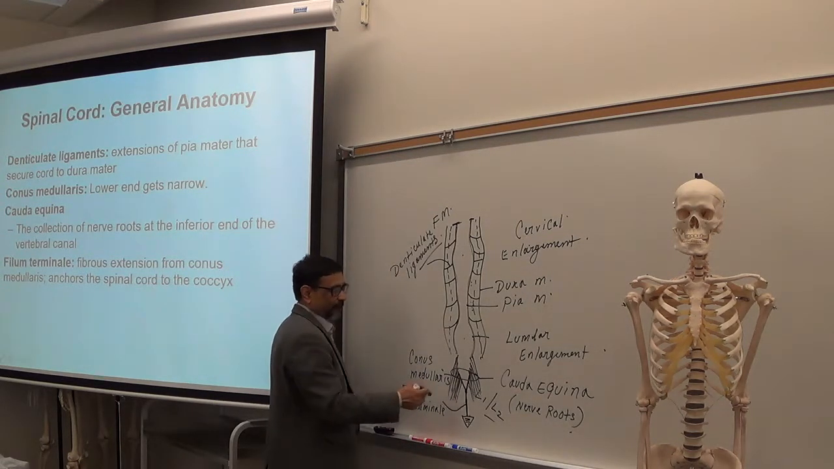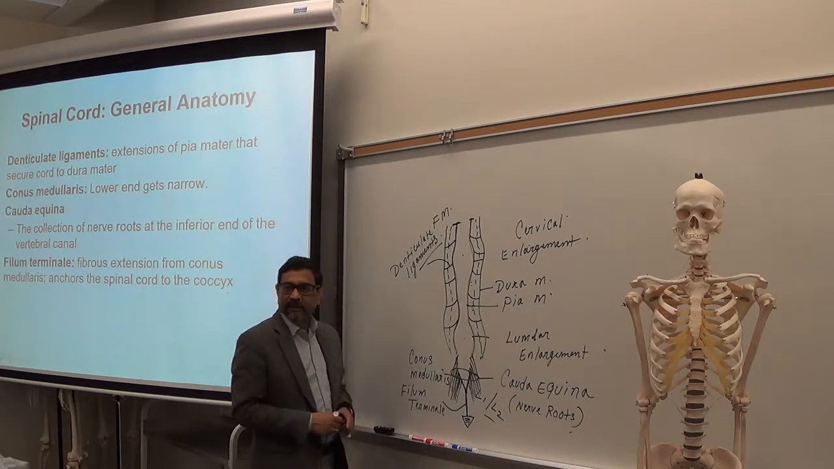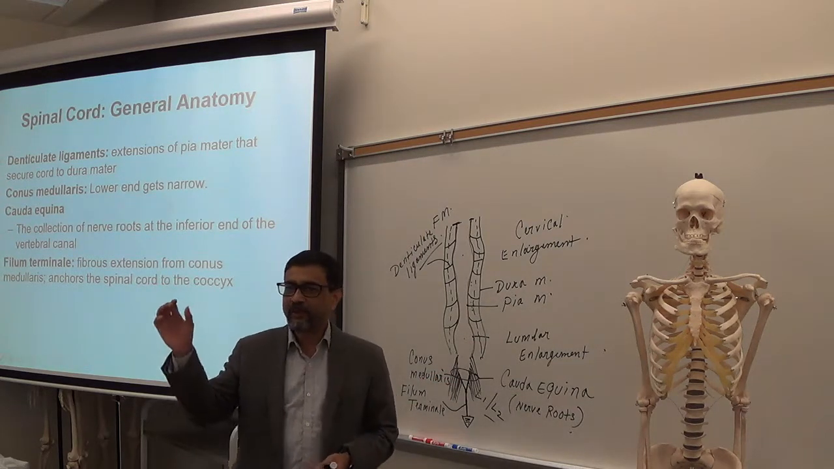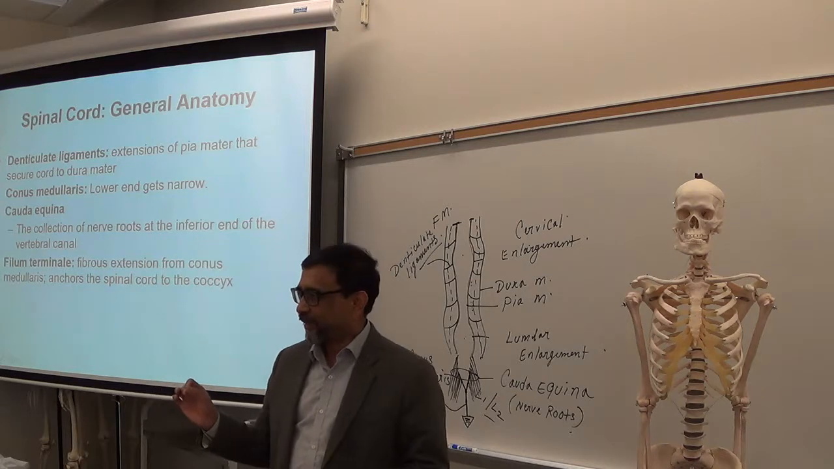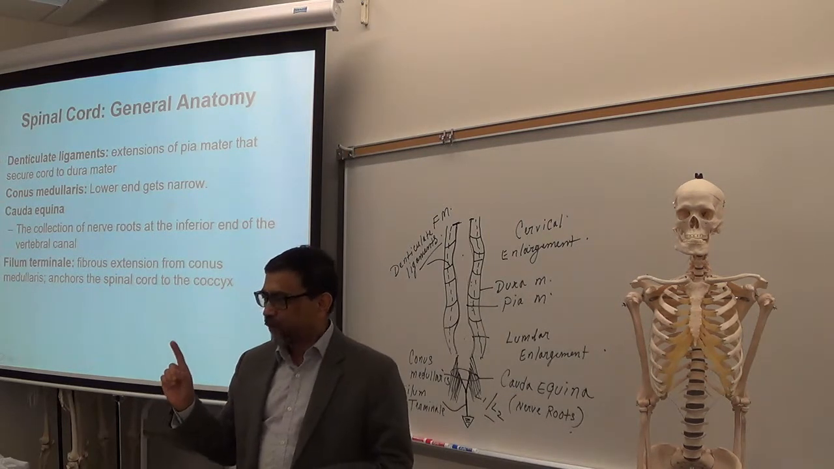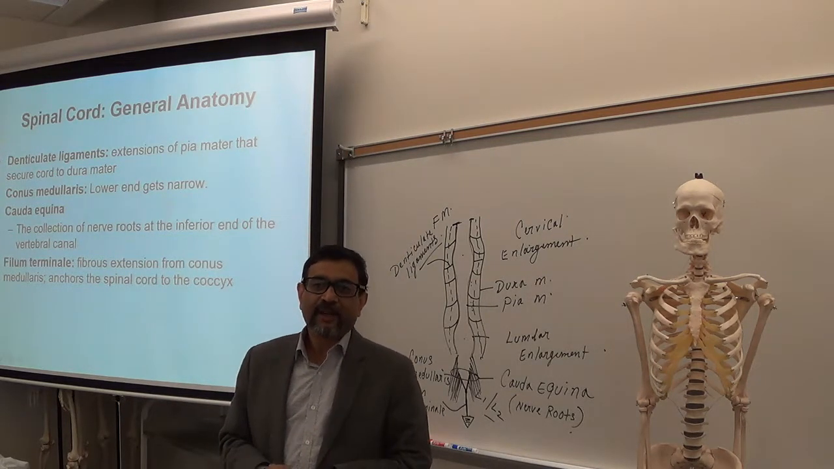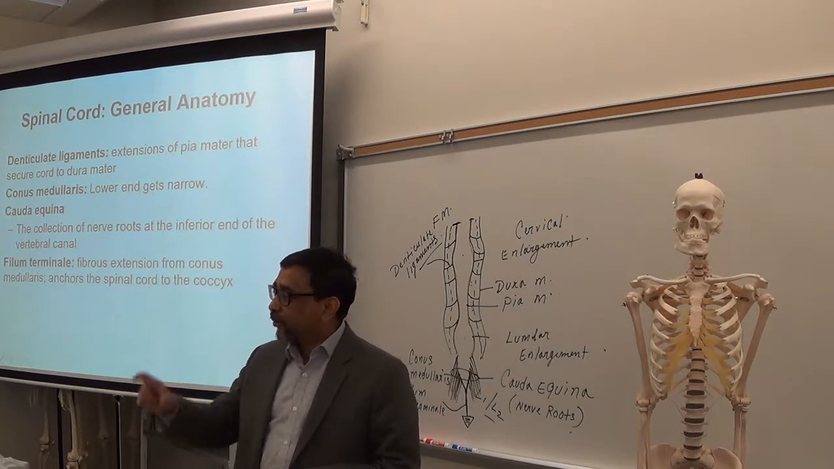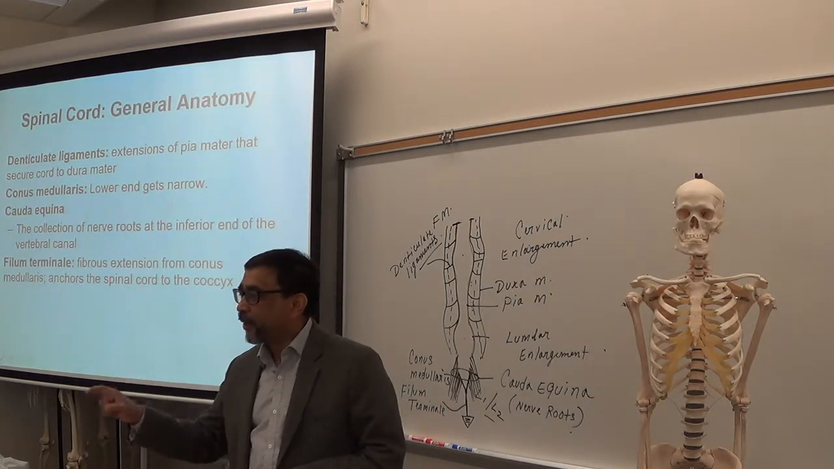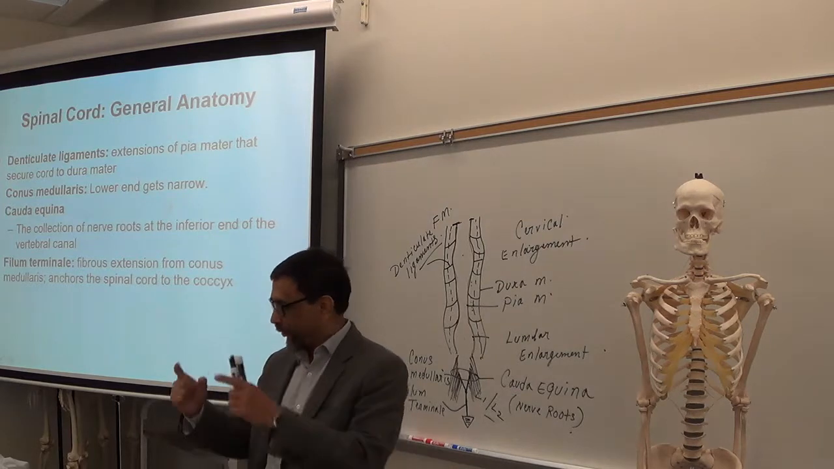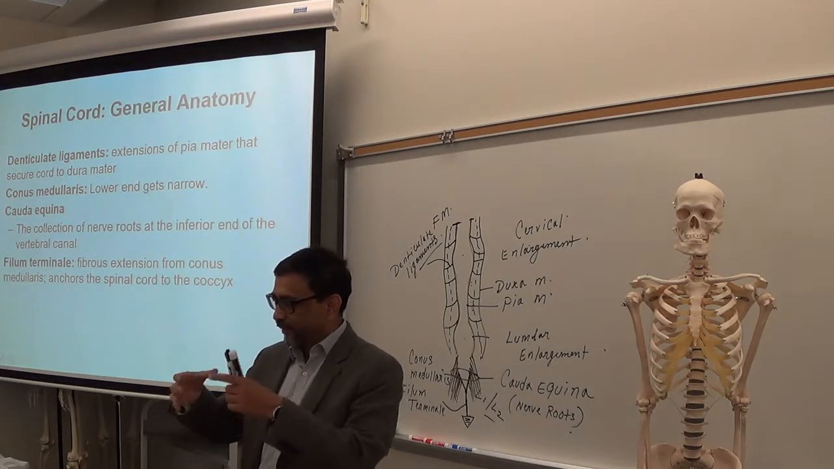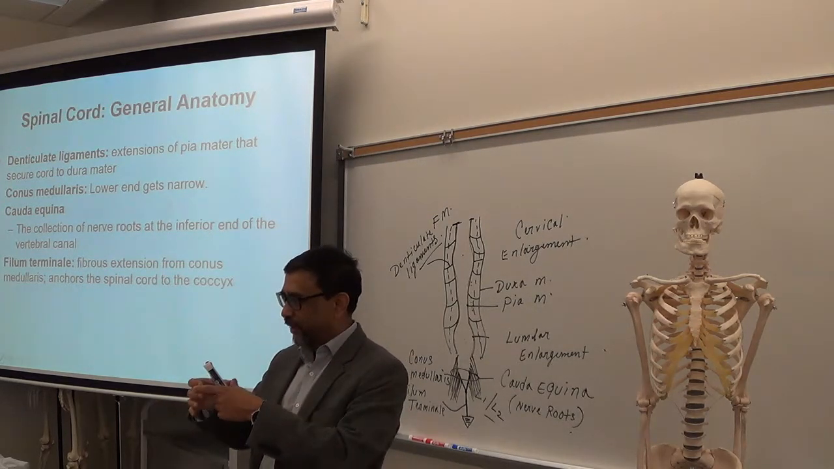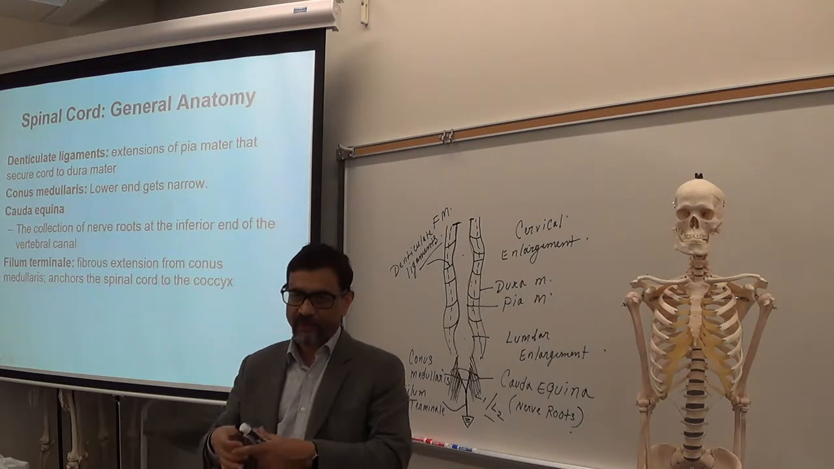Now, the lower end of the spinal cord, the shape is what? Cone shaped, right? That is called conus medullaris. Make sense? And a number of spinal nerve roots arise from the lower end, right? And they form a bundle. A bunch of nerve roots is called what?